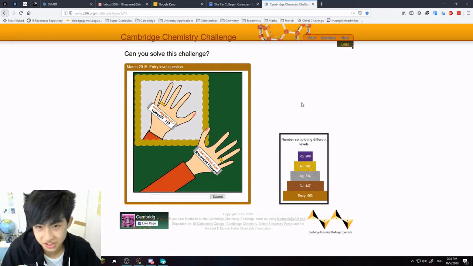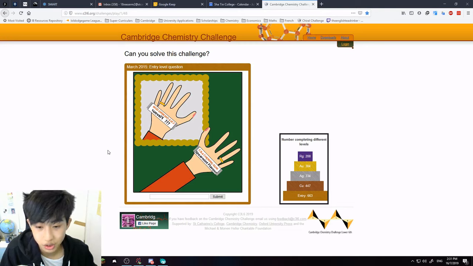So today is a lesson on chirality. I chose this because I saw this entry-level question on the Cambridge Chemistry Challenge, and I thought it would relate quite nicely to it, be a nice opener. I'm going to start off with my thought process when I first saw this question. They're usually one-word answers that you're supposed to deduce from the image.